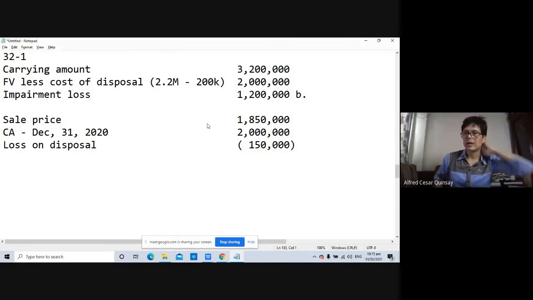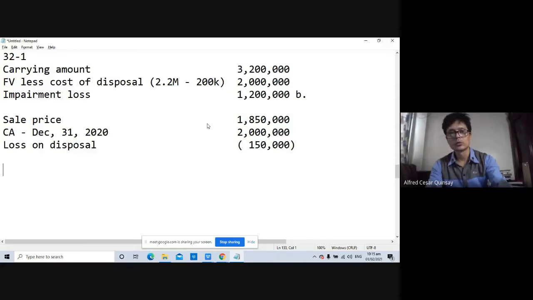Okay, so type 1 kung may question, or you can just speak. Okay, so 32-2. Ang tinatanong dito is what amount should be reported as impairment loss for 2020, and then what amount should be reported as loss on disposal? Okay, so dalawa na. Parang ganun din kagaya sa taas yung tanong.